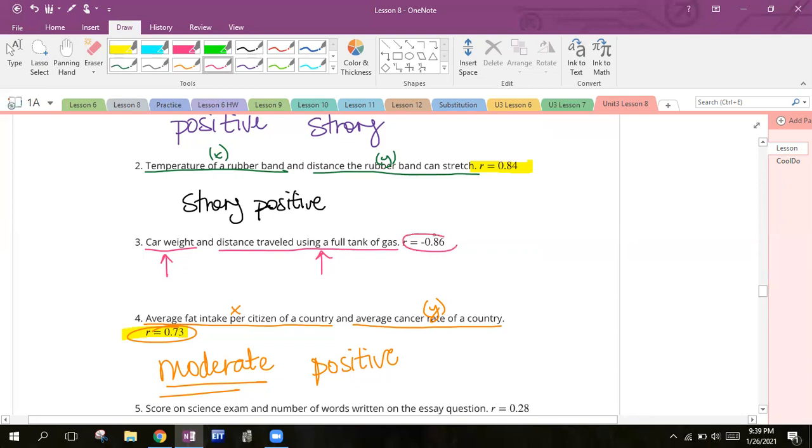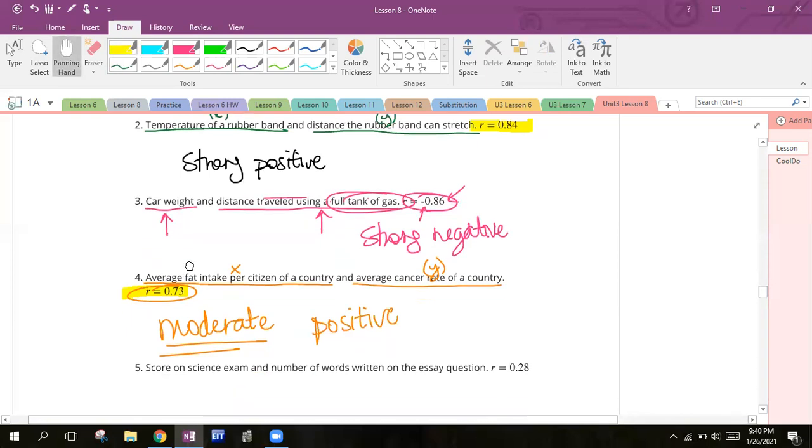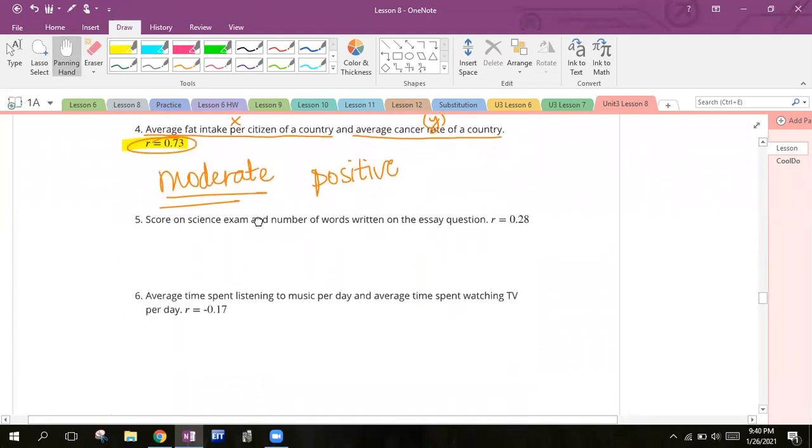The slope is going to be negative, because you're traveling more miles, but the distance for a full tank of gas is decreasing. So this is a strong negative relationship, because the R value is negative and it's still close to 1, so it's still strong. It just has a negative slope.